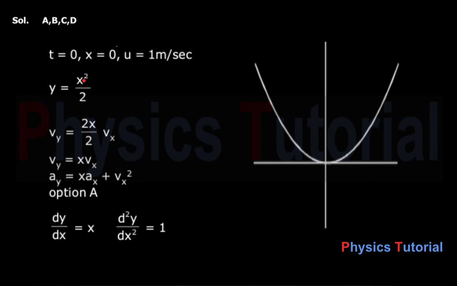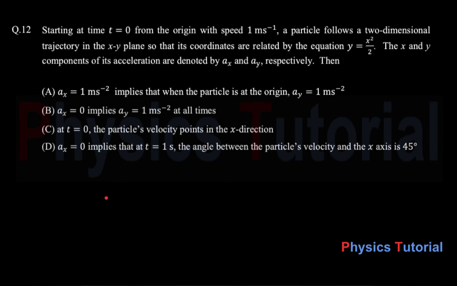So y equal to x square by 2, and now what you have to do is differentiate this. After differentiating, you will get vy. So vy will be 2x by 2 into vx, and the 2 cancels, that is x into vx. So ay will be x ax plus vx square. So what you see here, option A is correct. Yes, option A is correct: ax equal to 1 implies that when the particle is at the origin, ay equal to 1.